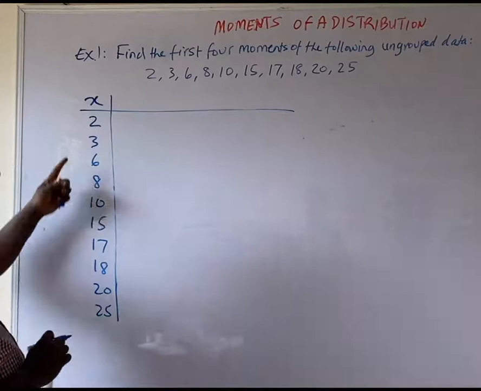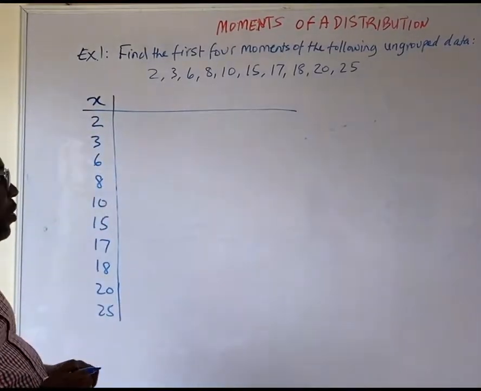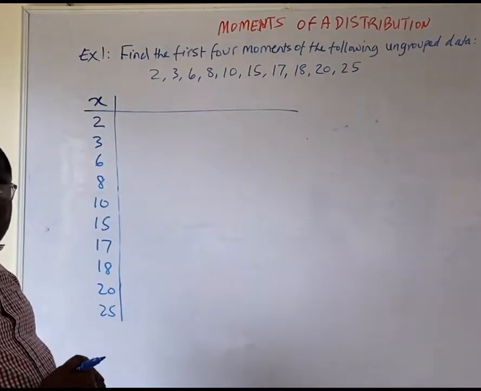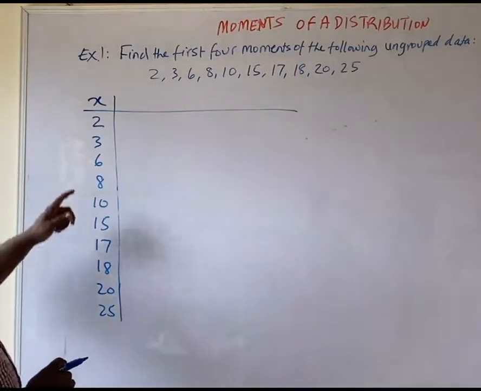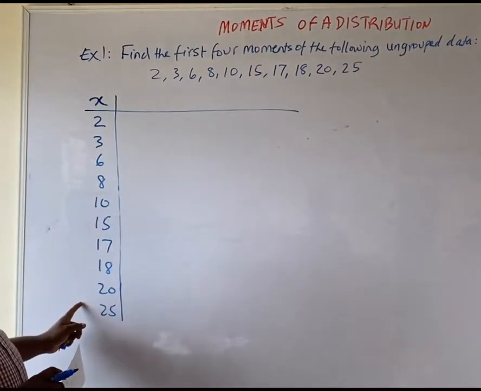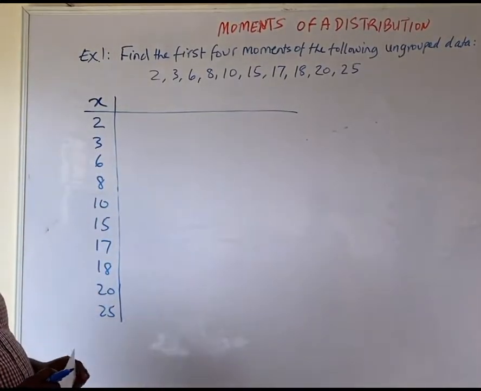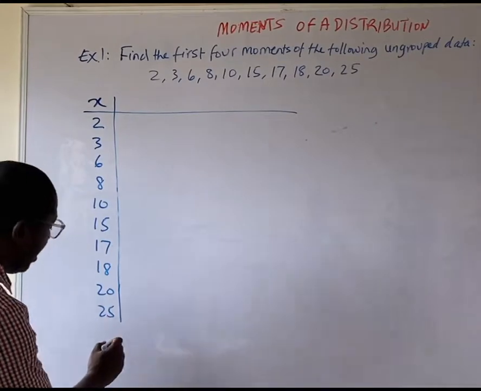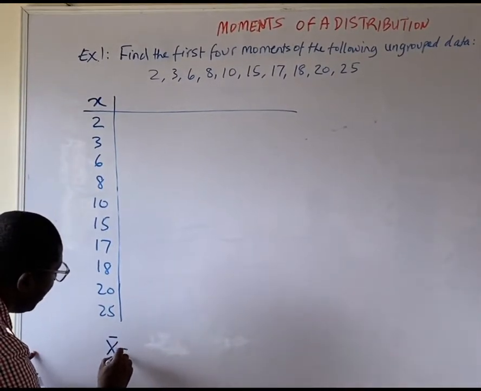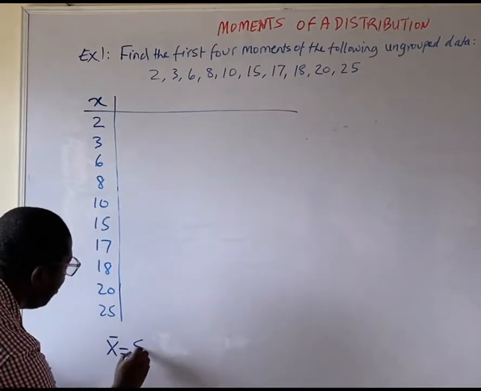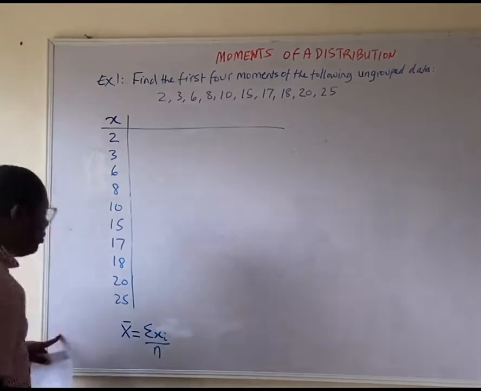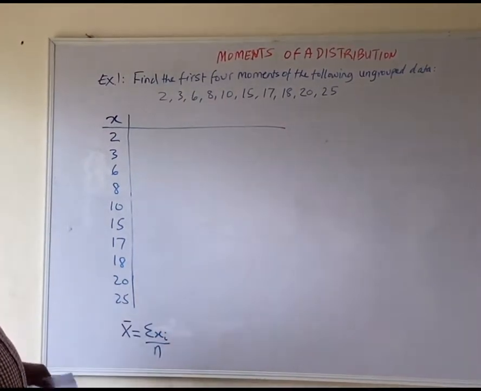Now, since they are ungrouped data, we need to find the mean of the distribution. The mean of the distribution is the summation of all the observations divided by the number of observations. So right here, I am going to place the sign for mean, and the mean is summation of x over n, the number of observations.